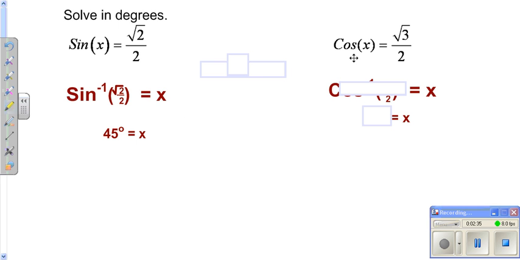Here we have our cosine of what angle is root 3 over 2. But notice it's capital C, so it could be written like this and mean the exact same thing. Remember that cosine inverse is defined to be in quadrants 1 or 2. So in quadrants 1 or 2, when is cosine equal to root 3 over 2? And that is 30 degrees.